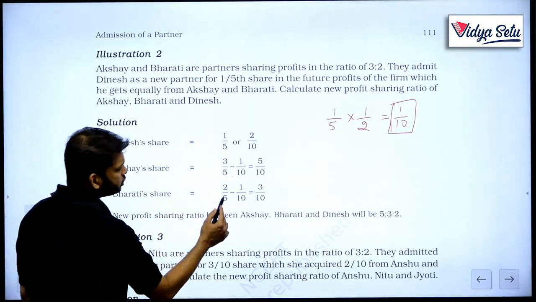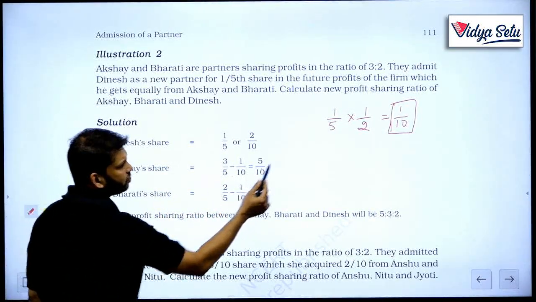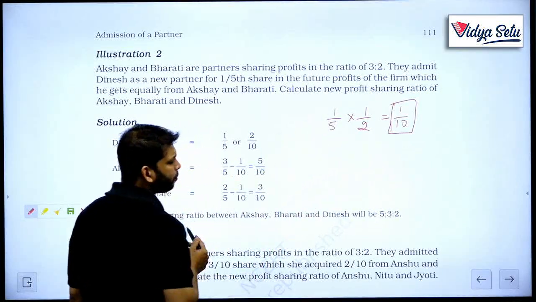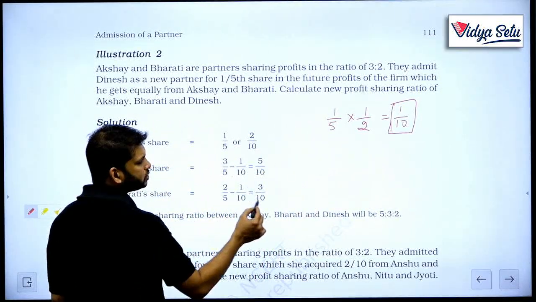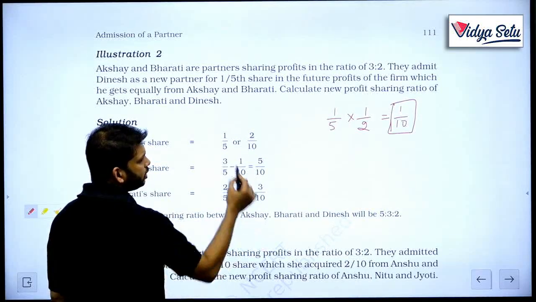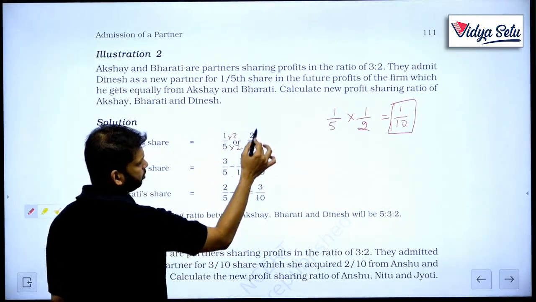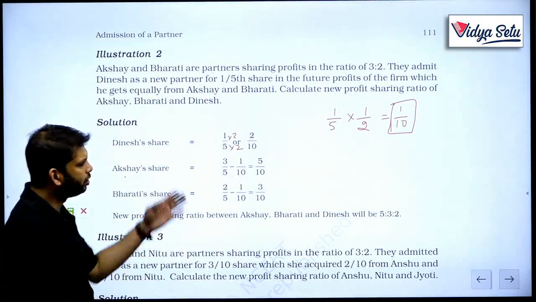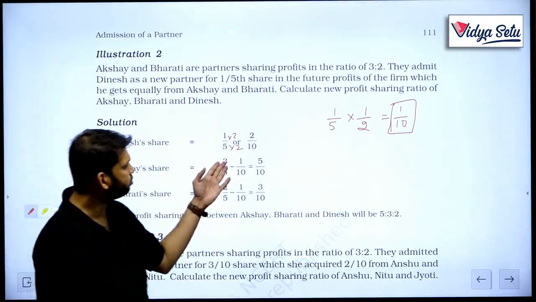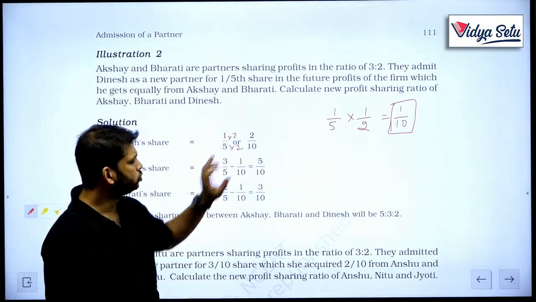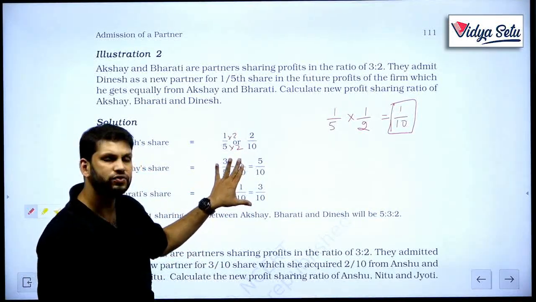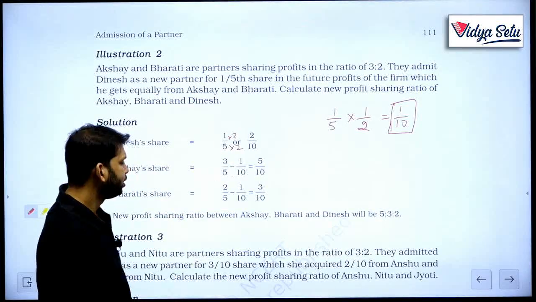Here also, Bharti's old share was 2 upon 5 minus whatever she is sacrificing. She is sacrificing 1 upon 10, so minus 1 upon 10. So she gets 3 upon 10. And Dinesh's share was 1 upon 5. We multiply by 2, so it became 2 upon 10. All the denominators are equal, and the new ratio becomes 5:3:2. Earlier, we first write the old partners' names, then the new partner's name.